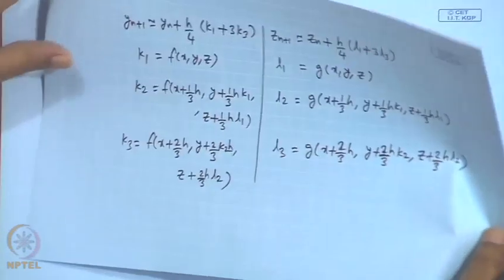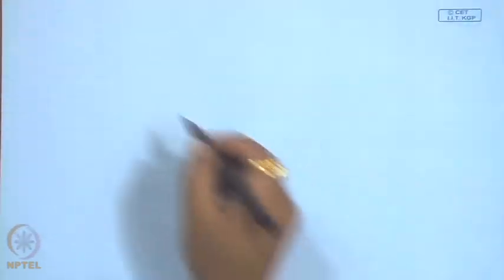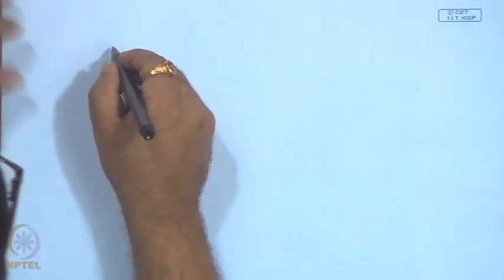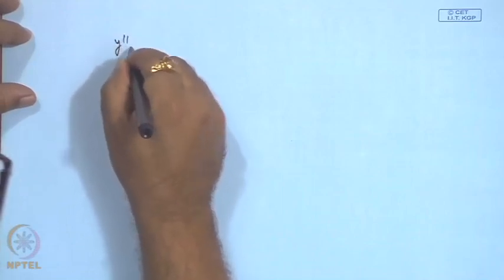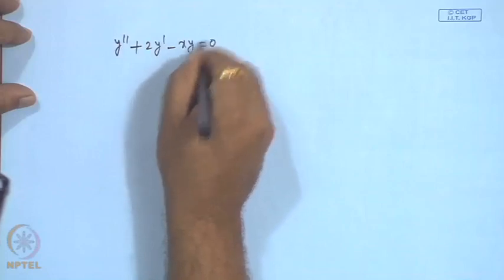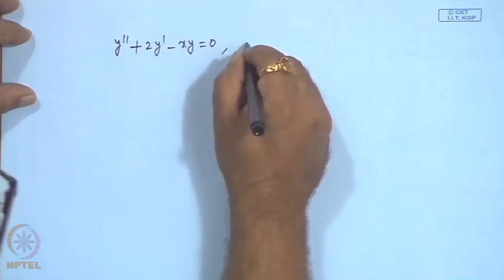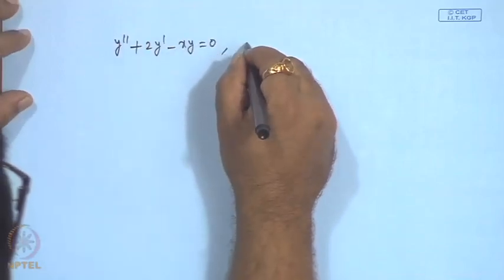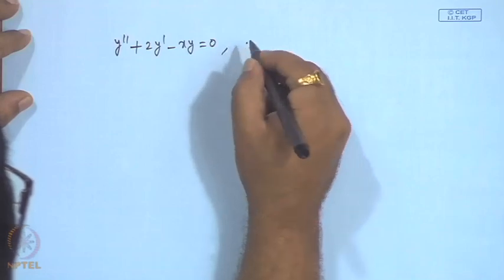So, let us this time, instead of taking a system, take y double dash plus, with some conditions.